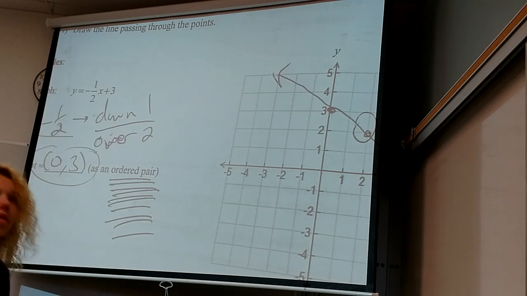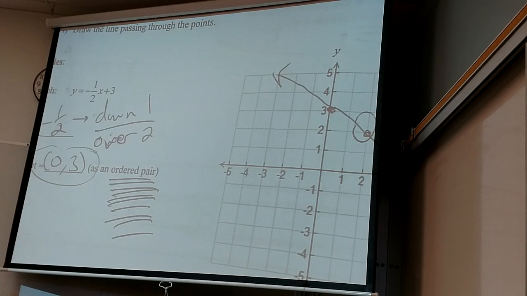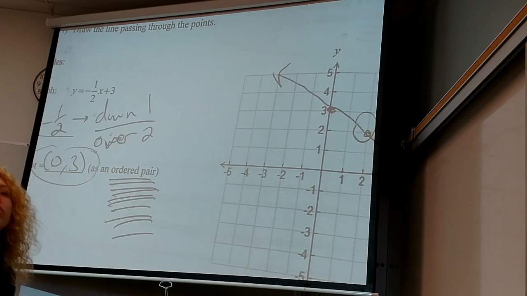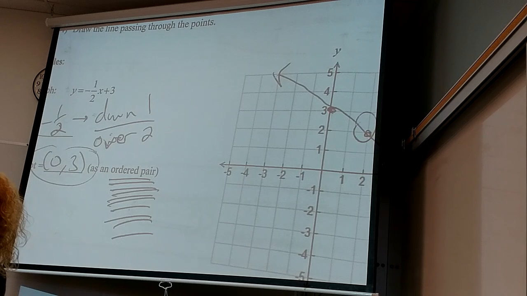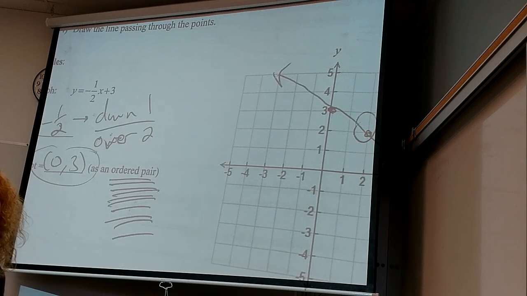X plus y equals 9. Yeah, 8, 1. 1, 8. What else? 6, 3. 4, 5. I love it. 100, negative 91. So what about 1.7? 7.3, right? So how many answers are there to this?